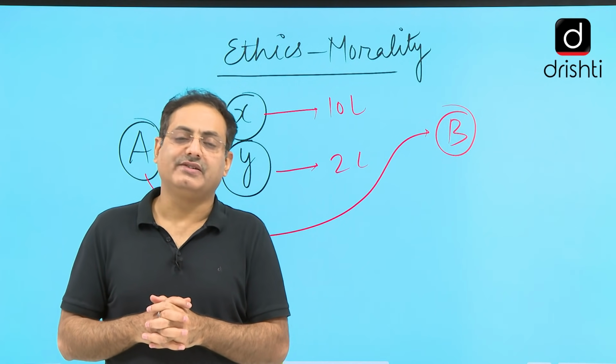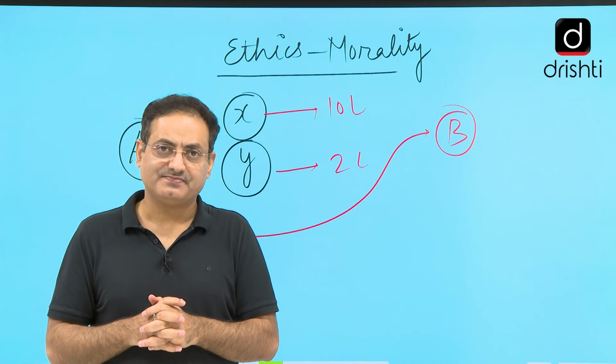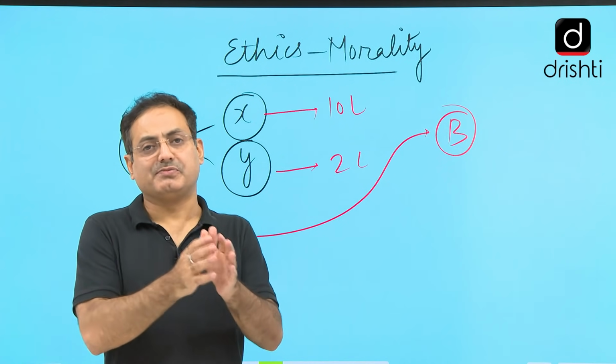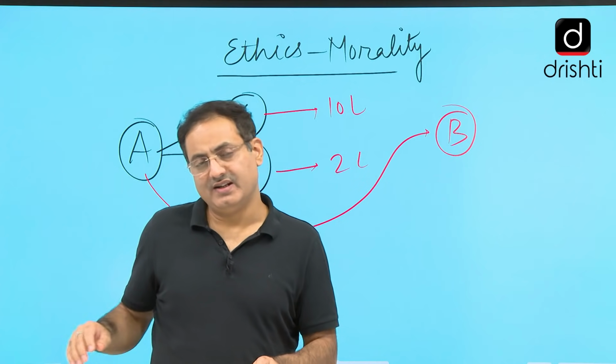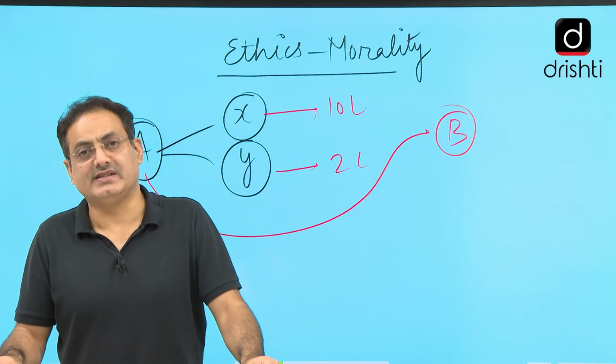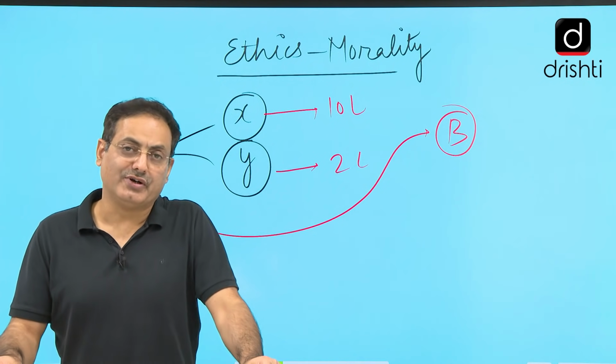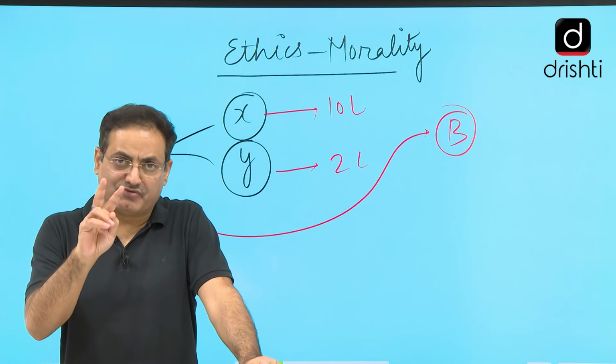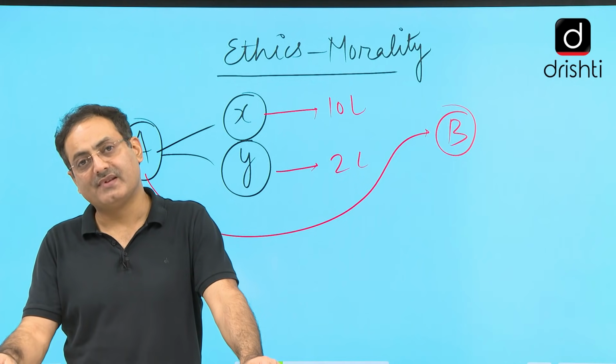If he asks difficult questions from the girl, he is right as per his ethics. And if he avoids asking those questions, if he leaves those questions, he is right from his morality point of view. And this is the clash between ethics and morality.